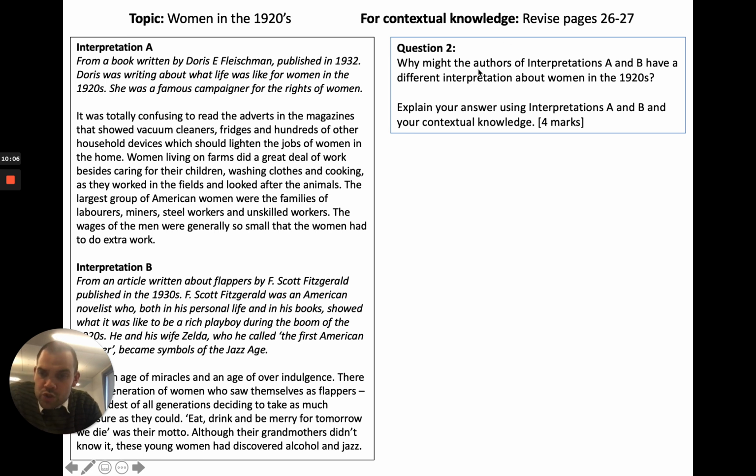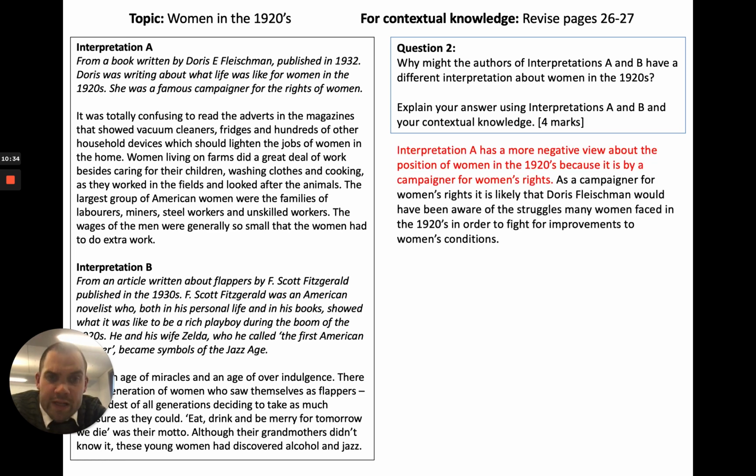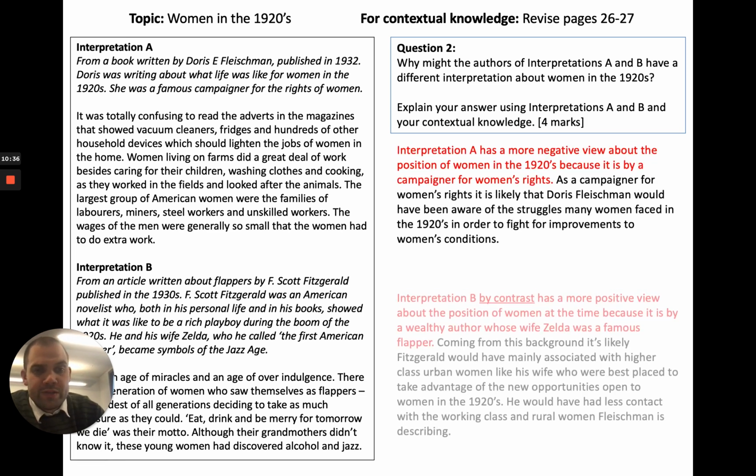Now, for question 2, what we're really trying to think about is why might these authors have this different take? Why is it that interpretation A says that actually life was quite challenging for women in the 1920s, whereas this one has a slightly more glamorous idea that there were lots of opportunities and new freedoms for women? And this is where we had to read about their backgrounds and think, how has that affected why Fleischmann has this take and why Fitzgerald has this take? Now, this is what I mean by 2 developed points.